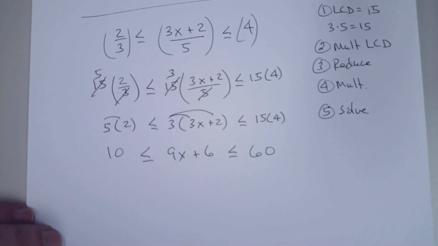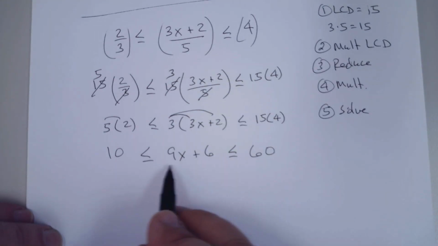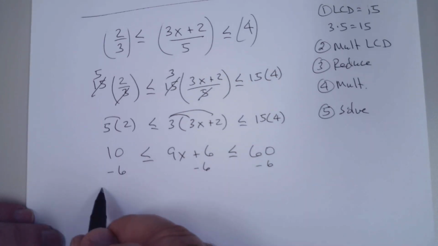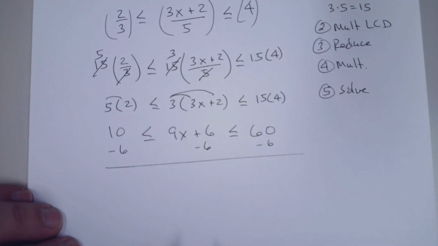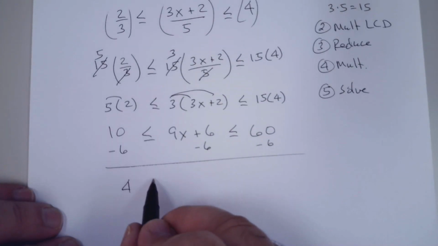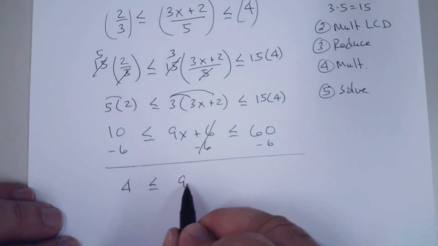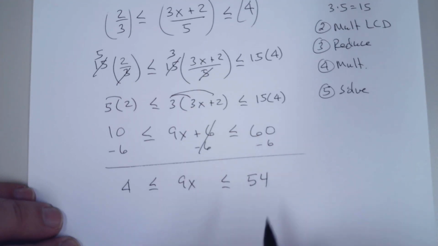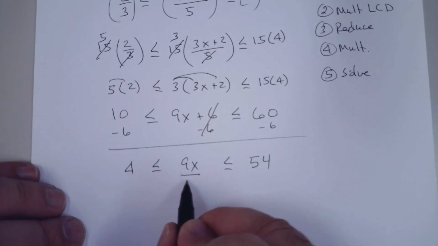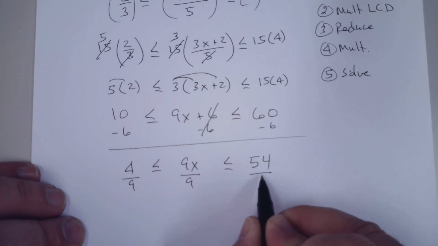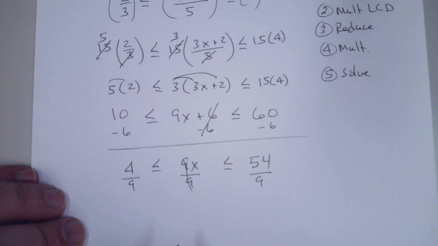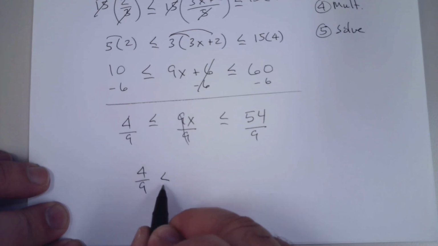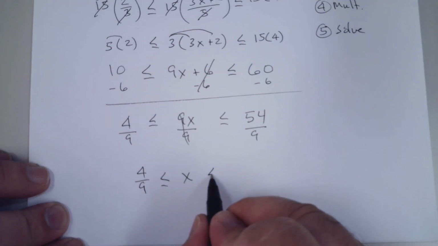So solve. Again, we're only interested in the middle. So we get rid of 6. We have to get rid of 6 on all three parts. 10 minus 6 is 4. The 6's are gone, leaving me with 9x. 60 minus 6 is 54. Divide each term by 9, which gives me 4 over 9 less than or equal to x, since the 9's cancel.